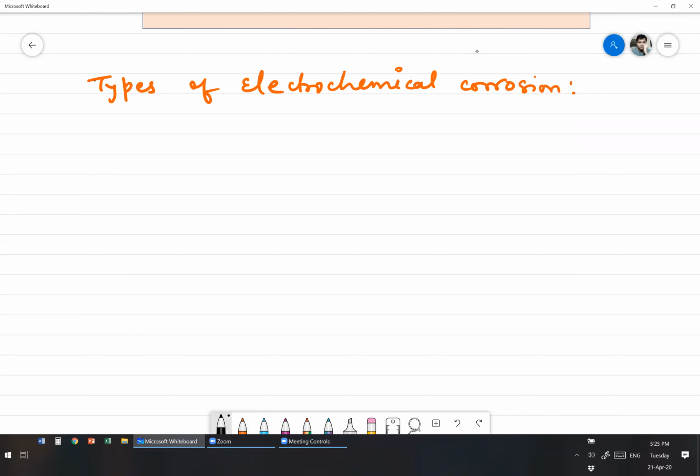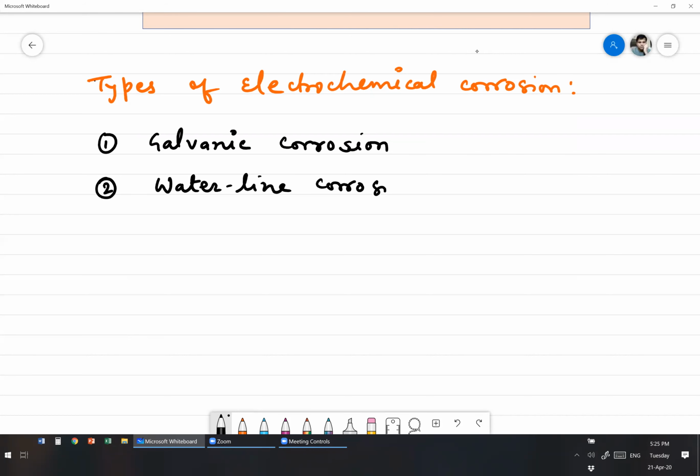First is galvanic corrosion. Second is waterline corrosion. And third is pitting corrosion. All these three corrosions are electrochemical corrosion. This type of corrosion takes place in the presence of moisture or any other electrolyte due to the formation of electrochemical cells. Okay, so now let's have a look at each of them.